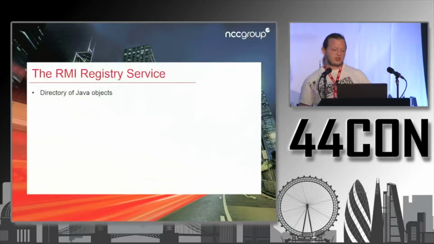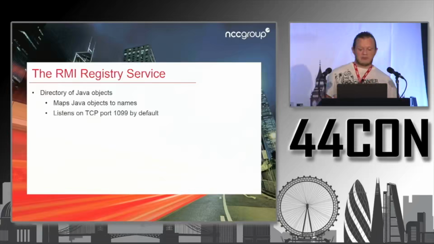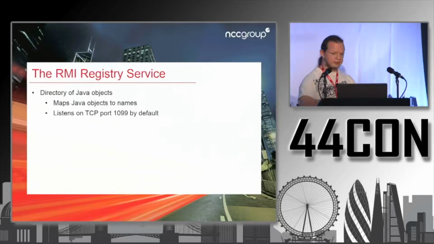The RMI registry service is nothing but a directory of Java objects. It maps Java objects to names. So a server application will say, I've got this object, I want to call it this. There you go. The registry service listens on TCP port 1099 by default.